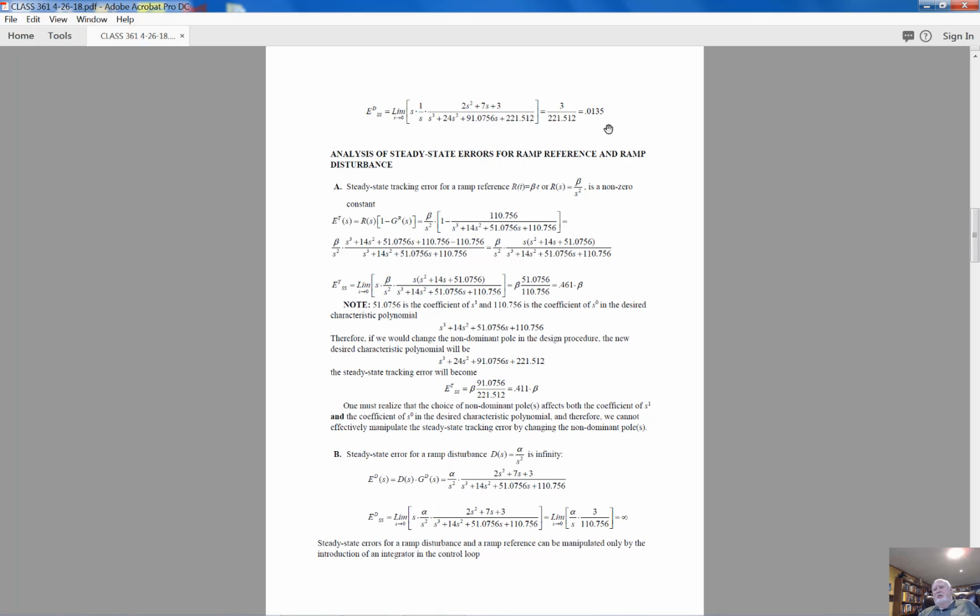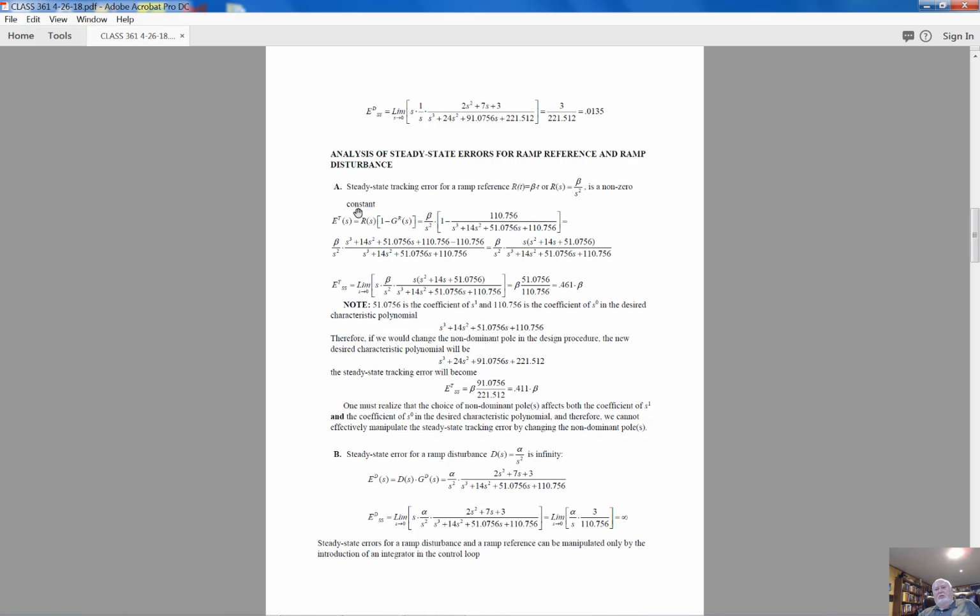Next, I want to discuss with you what is happening if we're dealing with ramp reference and ramp disturbance. So first of all, I will change the definition of reference. This is in time domain. This is in the S Laplace domain. Beta is a non-zero constant. It's some kind of constant. Beta actually is the slope of the ramp.